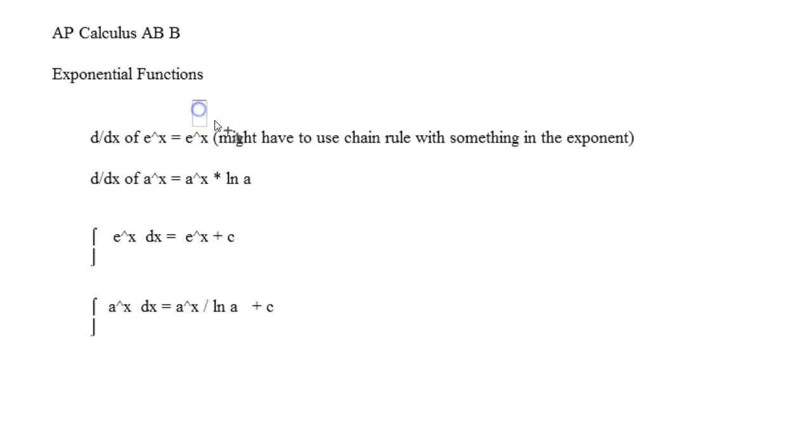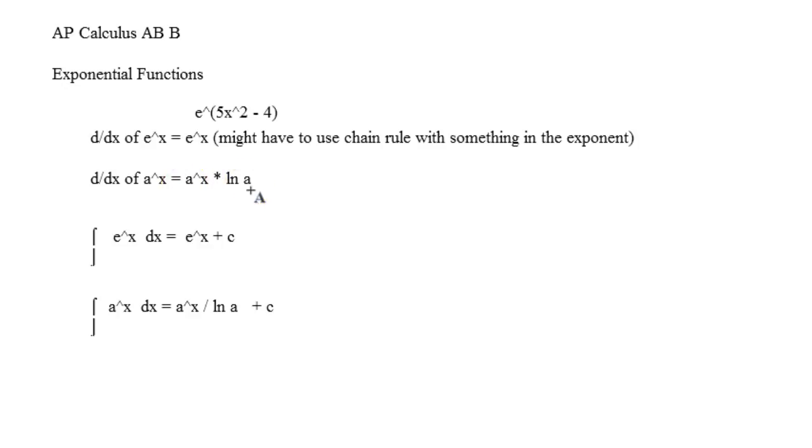In other words, if it's like e to the 5x squared minus 4, something like that, and that entire thing is in the exponent. Now the derivative of something other than e to the x is a to the x times the natural log of that number.